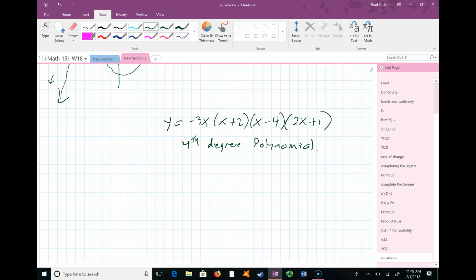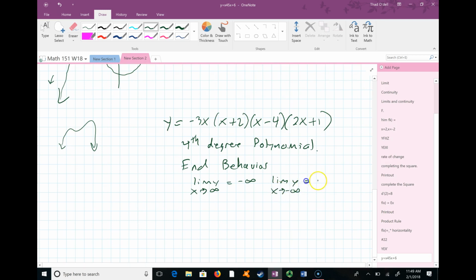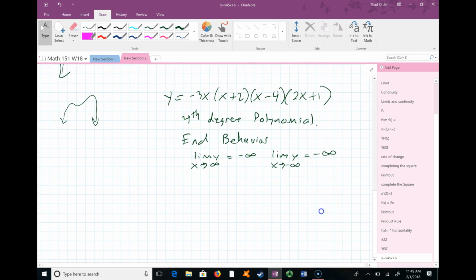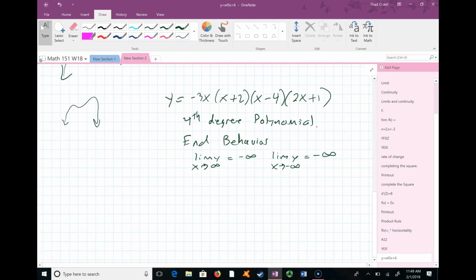So I'm dealing with a negative leading coefficient in a 4th degree polynomial, which tells me it's going to look something like this. AKA the end behavior is going to be the limit of y as x approaches infinity is negative infinity, and the limit of y as x approaches negative infinity is also negative infinity. So it's going down on the left, going down on the right. Okay? Then we also notice that there are 4 factors up there.